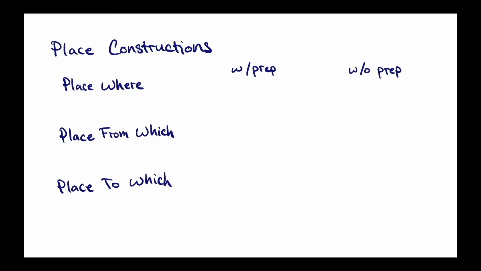Remember, unlike in English, Latin doesn't always need prepositions. So when we're dealing with place where, the prepositions that we would use are in or sub. And we're going to use these with the ablative case. An example of this would be in urbe, which means in the city.